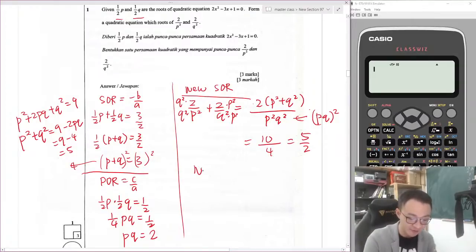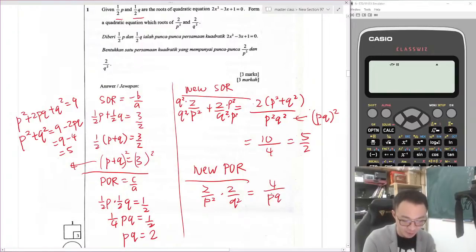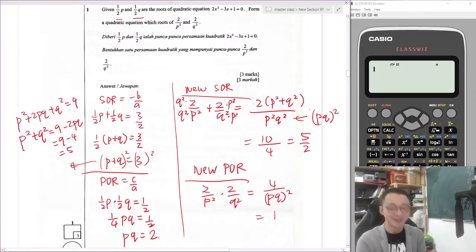Then I will need to find my new product of roots here. So basically it's 2 over P squared multiplied by 2 over Q squared. So this is 4 over PQ squared, which is 4 over 4, which is 1, because PQ equals 2, right? So you will get 1.